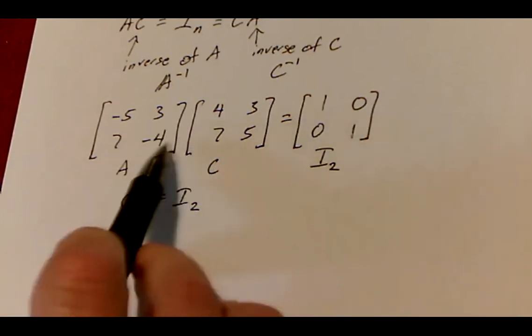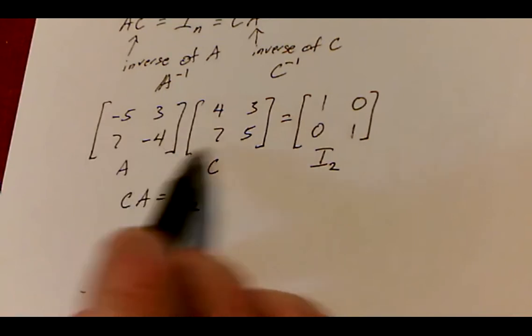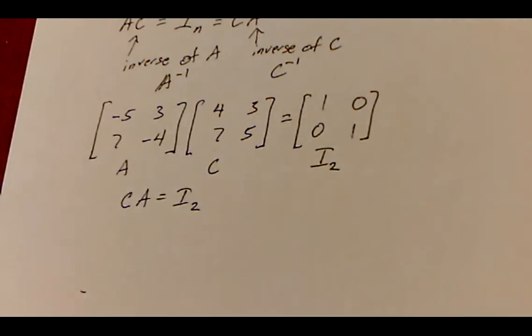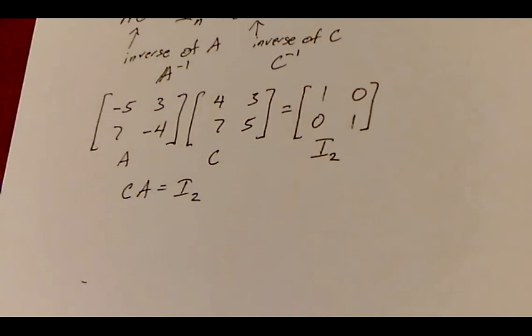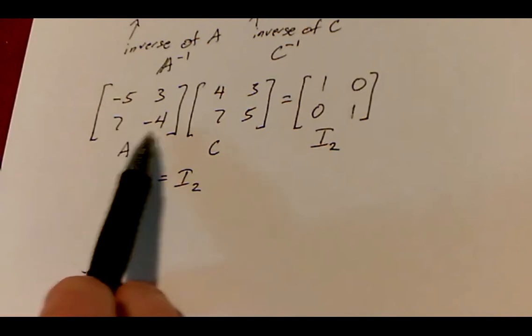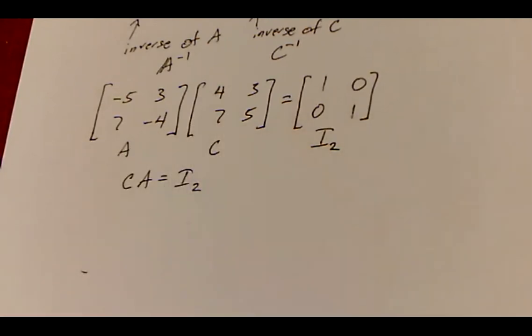So I would recommend, if you're struggling with matrix multiplication, switch those around, do C times A, and you should get the same result. You get that same identity result. So this is helpful. This tells us that this particular matrix has an inverse, and we can write what that inverse is.